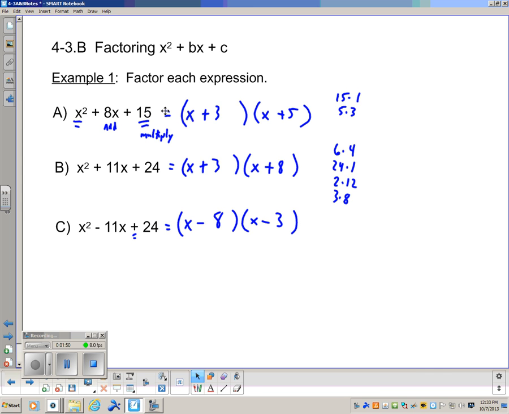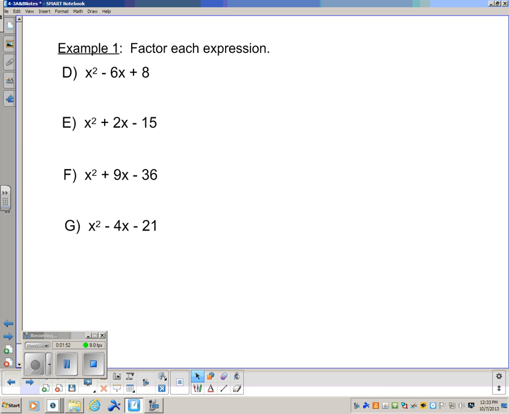Let's do a few more of those. Factor these. So again, I'm going to do my two sets of parentheses. X times x is x squared. What times what gives me a positive 8, but adds to give me a negative? So I need a minus and a minus. And I'm thinking 2 times 4, because negative 2 plus a negative 4 there will give me a negative 6.